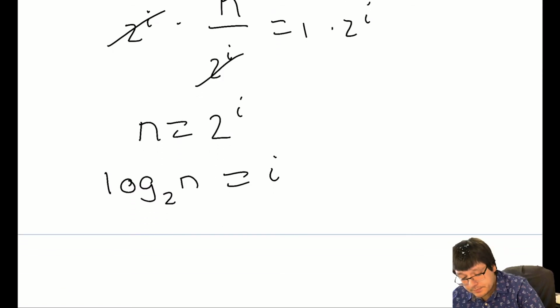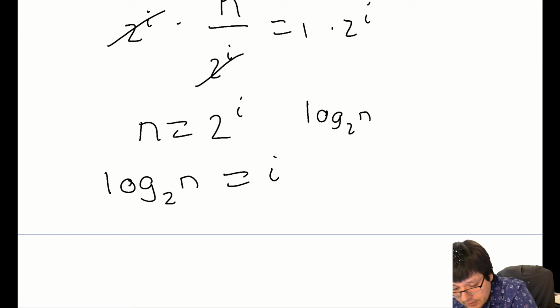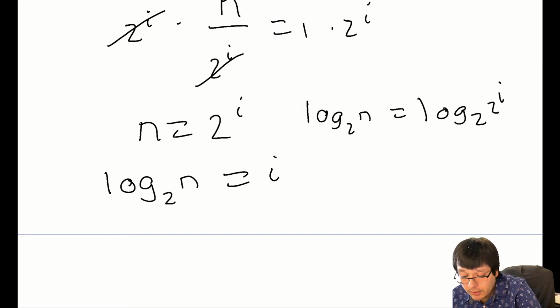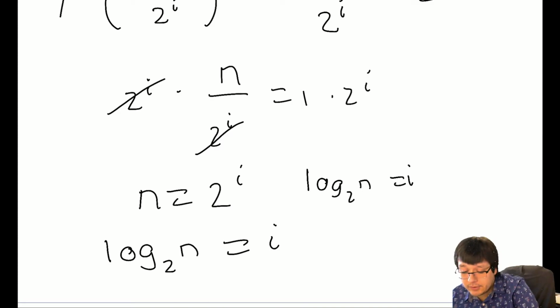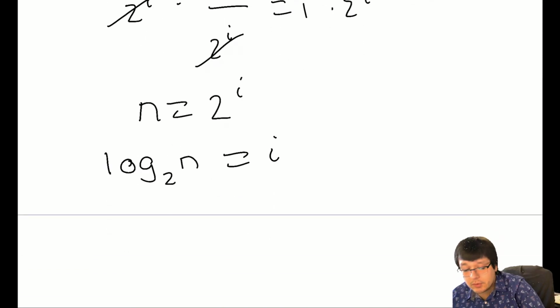Because if we take the log of both sides, so if we take log base 2 of n equal to log base 2 of 2 to the i, then as we saw, I can bring down the exponent here, and then log base 2 of 2 is just 1, right? So that just disappears. That's how I got that, in case you don't remember what we just did earlier.